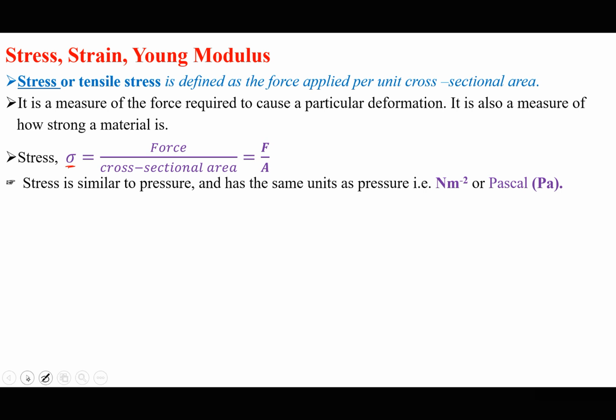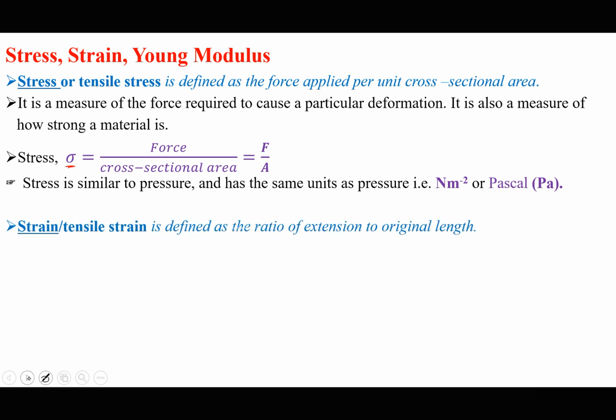On the other hand, we have what we call the strain of a material, or tensile strain. So strain is the ratio of the extension compared to the original length. It's actually a measure of how much a material is being stretched. The other one is a measure of how much force is required to cause a deformation, and this one is a measure of how much a material is being stretched in comparison to its original length.